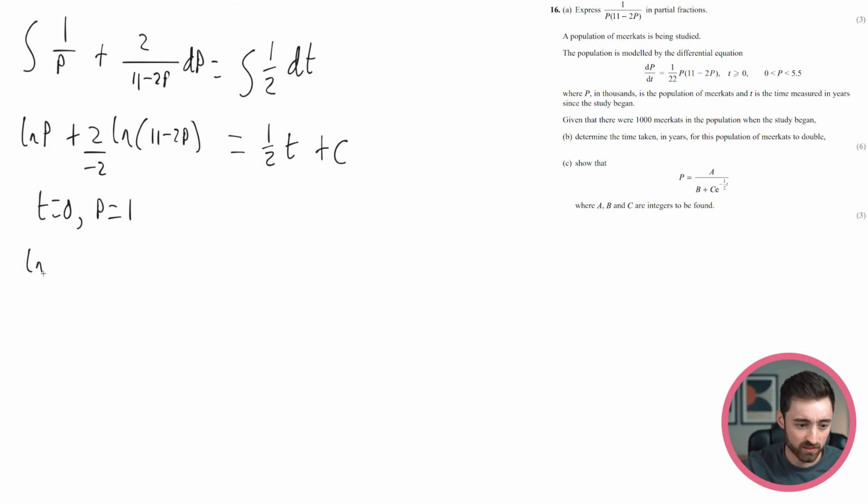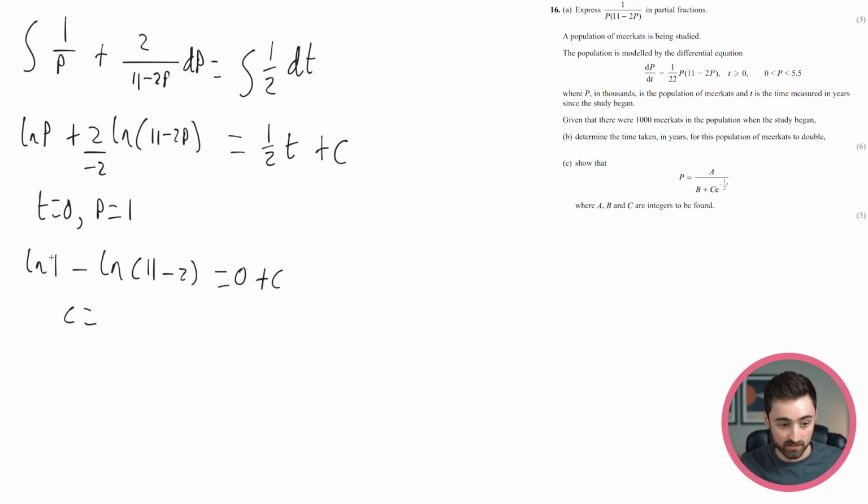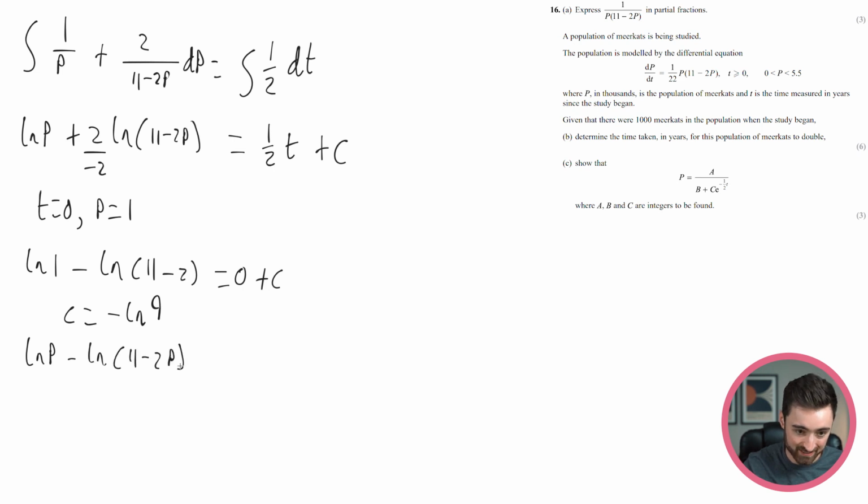So I'm going to get ln 1, and then plus 2 over minus 2, that's minus 1, isn't it? So minus ln of 11 minus 2 times 1, equals 0 plus c. So c is going to equal, ln of 1 is 0, so this is going to be minus ln of 9. Cool, c is minus ln of 9. So let's put it in here and see what we get. So we're going to get ln of p, and then that's minus ln of 11 minus 2p equals a half t minus ln of 9.